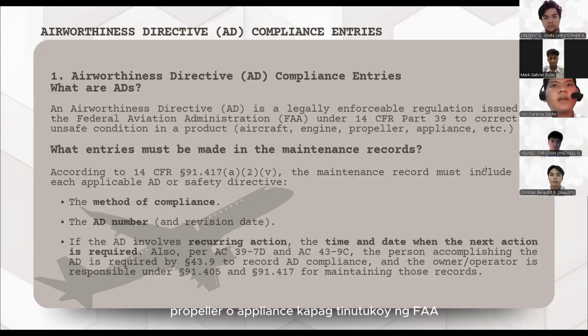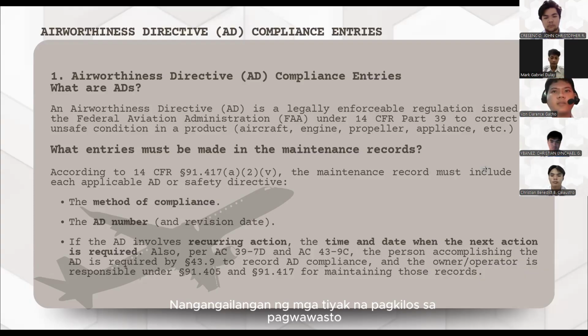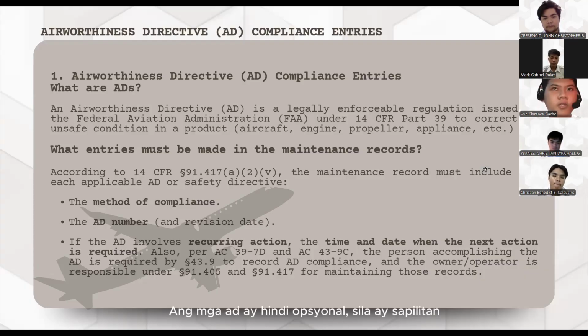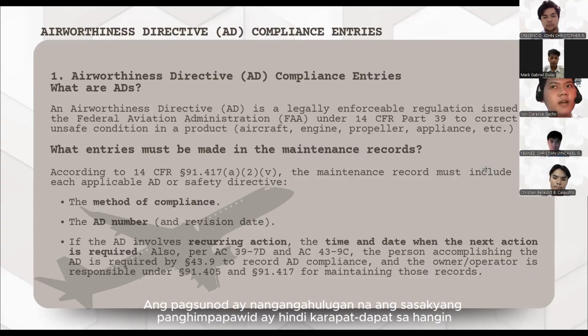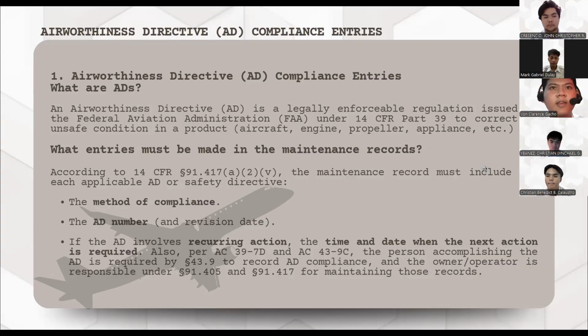When the FAA determines that a particular design or component poses a safety risk, an AD is published requiring specific corrective actions. ADs are not optional, they are mandatory, and non-compliance means that the aircraft is not airworthy. That's why proper documentation matters here.